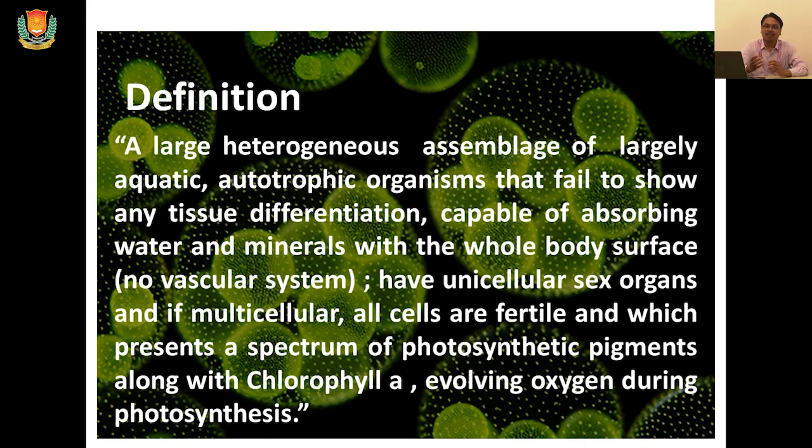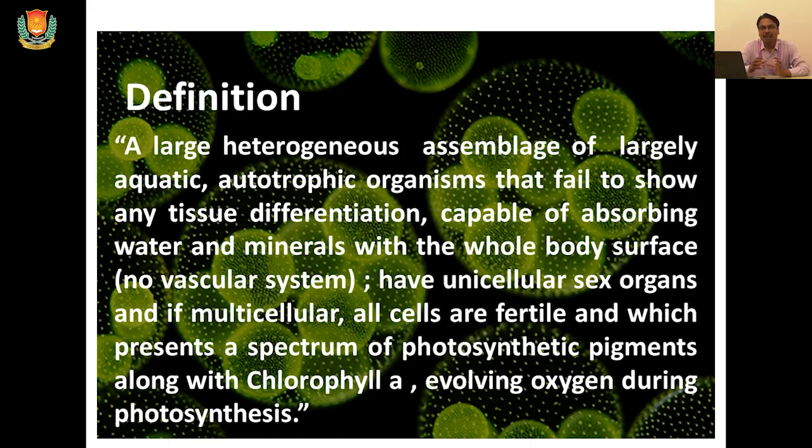Again, I will read it out for you. It is a large heterogeneous assemblage of largely aquatic autotrophic organisms that fail to show any tissue differentiation and are capable of absorbing water and minerals with the whole body surface. That means they do not have a vascular system. They have unicellular sex organs, and if multicellular, all cells are fertile, and they present a spectrum of photosynthetic pigments along with chlorophyll A, evolving oxygen during photosynthesis.